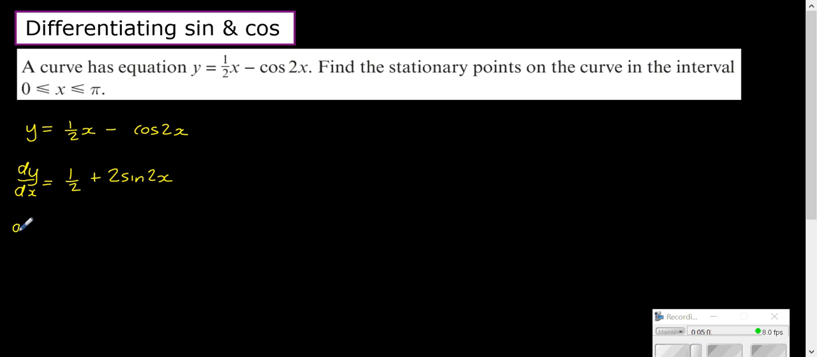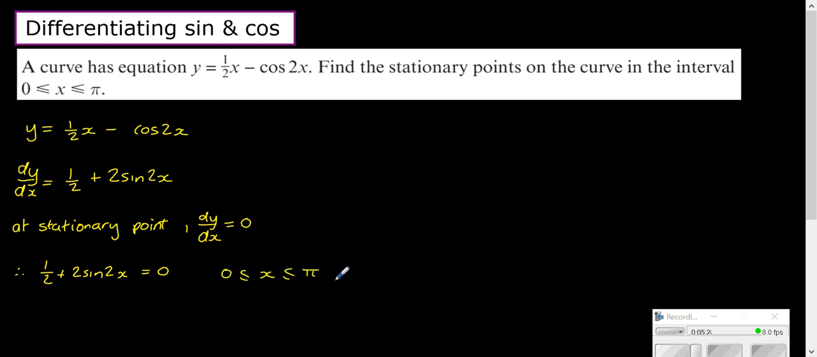So for a stationary point, dy by dx equals 0. I have to tell the examiner that we know this, so we'll just write it in. So that means that 1/2 plus 2 sine 2x equals 0. And we're solving this equation between x is 0 and x is pi. So we'll rearrange our equation and we'll get it just on its own like this.